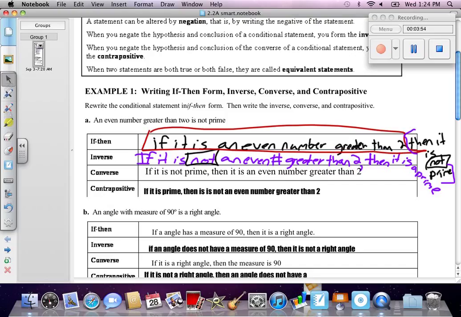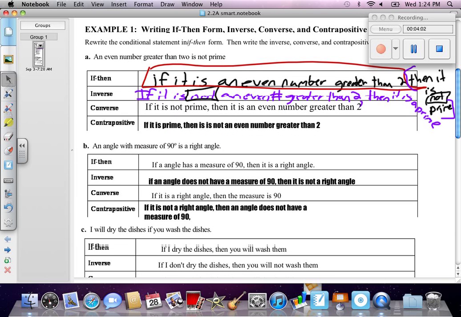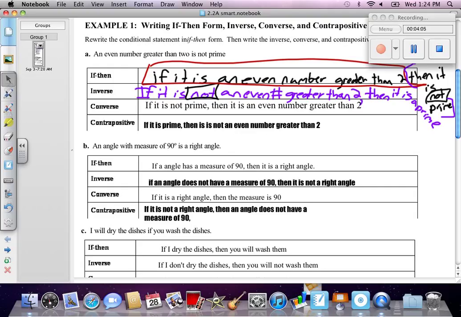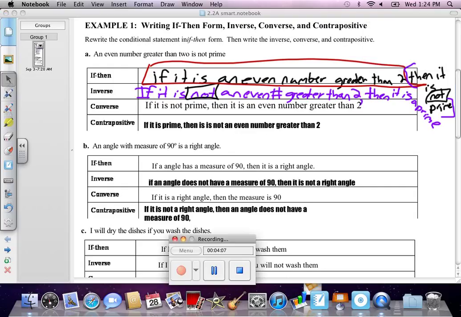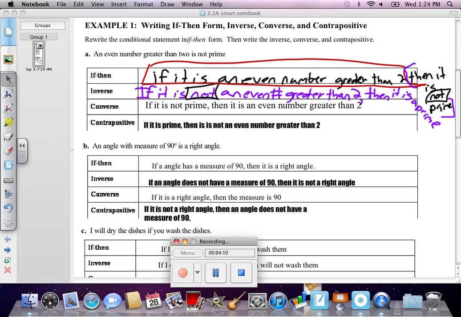Are we ready for the second one? I'm going to do one more example, and I'm going to have you try it on your own. Okay. Oops, but I want to cover this part up. Okay, don't look there. All right.